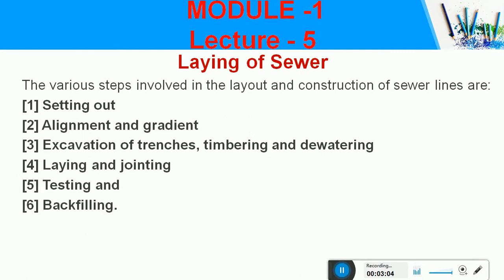So the next step is laying and jointing. We have to lay the pipe, taking the invert levels and adjusting its alignment and gradient, and we have to join the pipes. There are various types of joints, like simplex joint, bituminous joints, and the joint by ring and coupling method. Based on the pipe material, the required joining procedures are adopted.